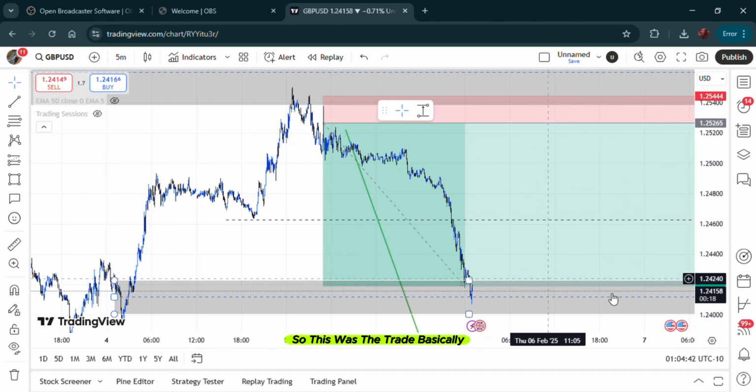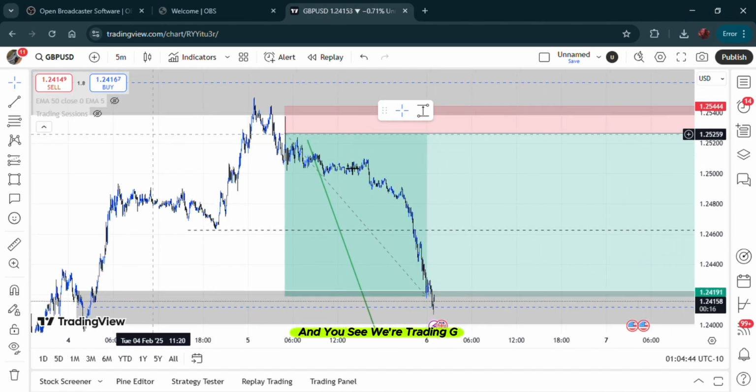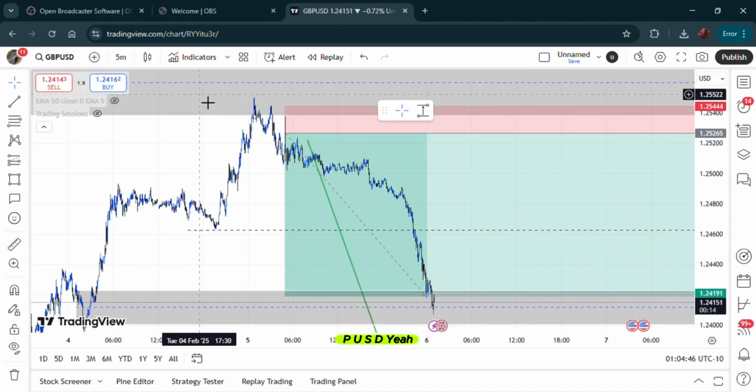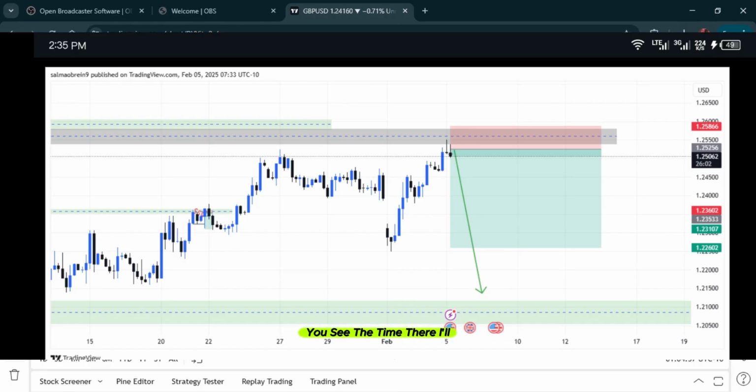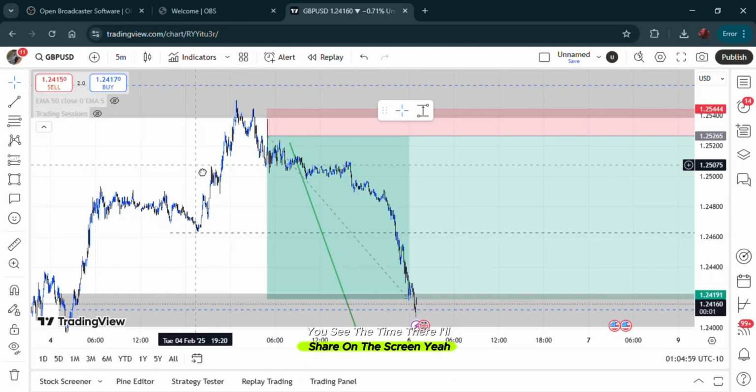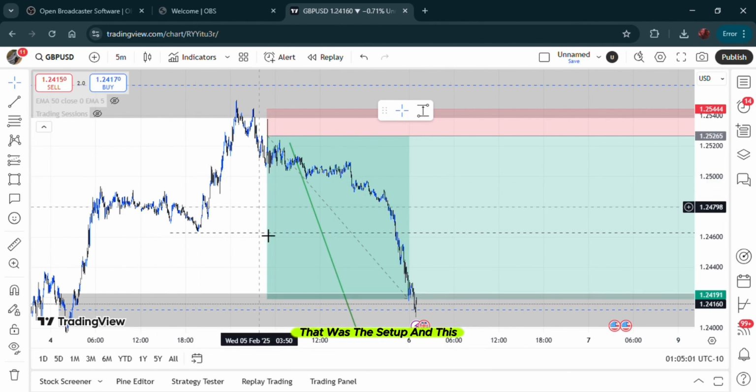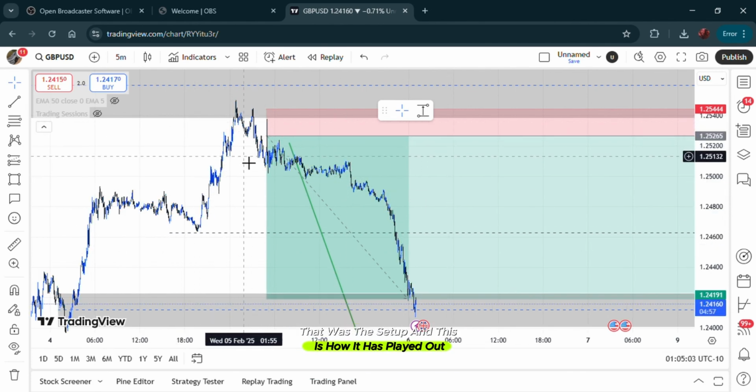So this was the trade basically, and you see we are trading GBP USD. Yeah, so it's also important to always journal your trades, guys. So I had to journal this trade at the time. You see the time there, I'll share on the screen. Yeah, that was the setup, and this is how it has played out.